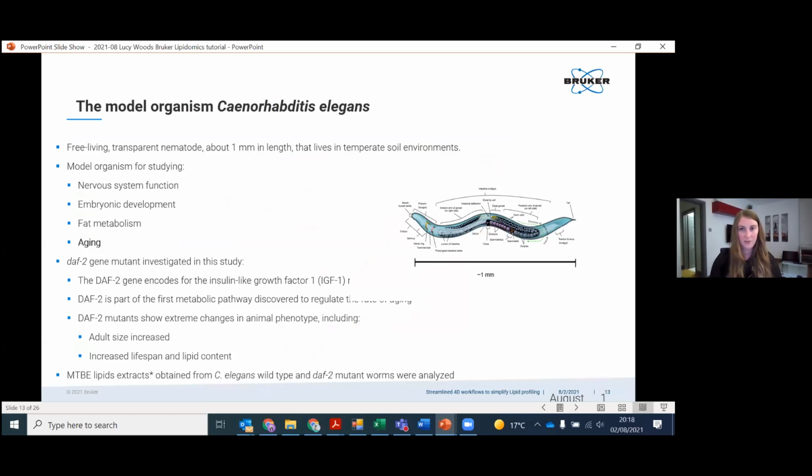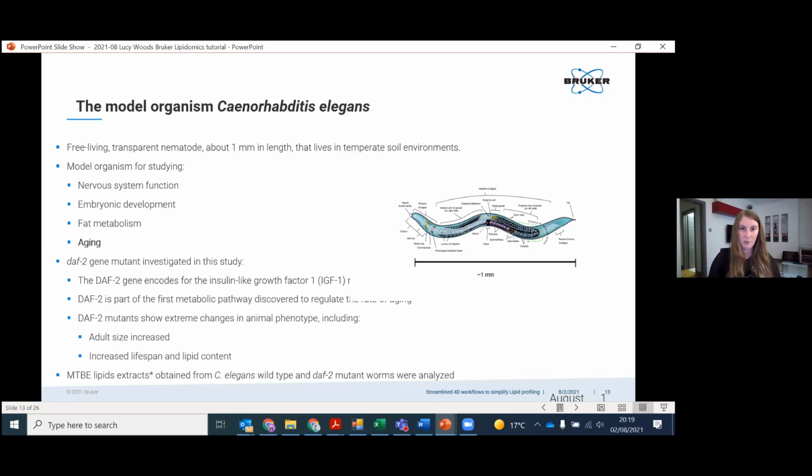Okay, so I've applied this workflow to an example data set, and this was for the analysis of C. elegans, and this was done with our collaboration partner, Michael Witting, who's based in the Helmholtz Institute in Munich. So this was a data set comprised of 3 different groups: looking at the wild type C. elegans, at the control sample, and also at the DAF2 mutant.